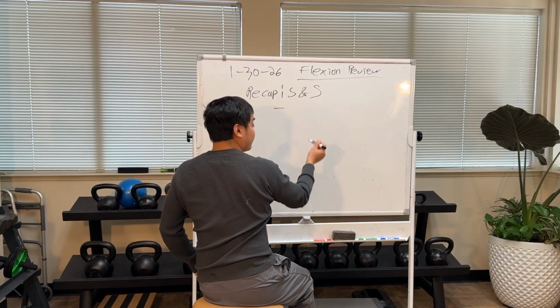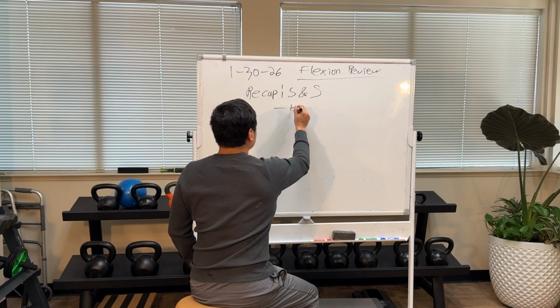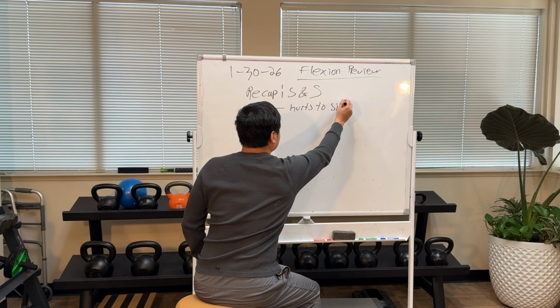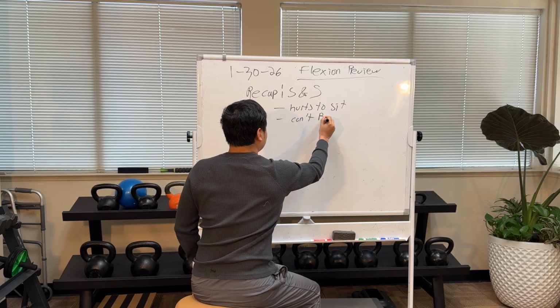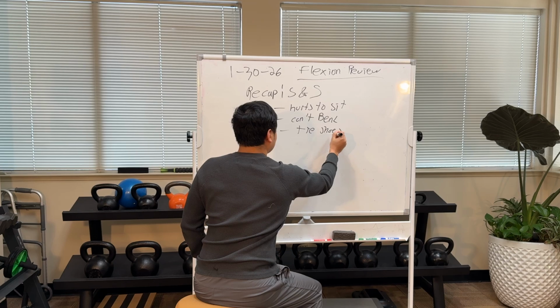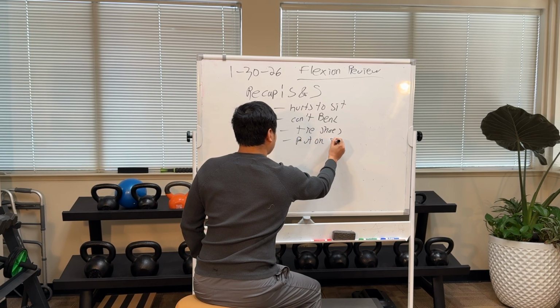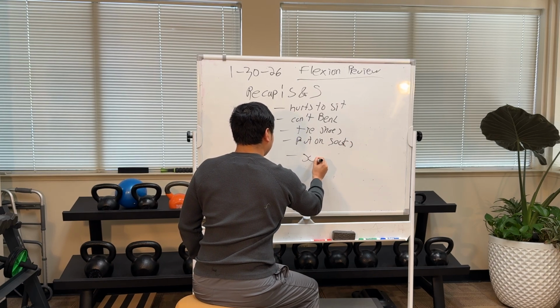Recap, signs and symptoms of a flexion-based lumbar case. Hurts to sit, can't bend, can't touch your toes, can't tie shoes, can't put on socks. And I think the biggest one was just the sciatica symptoms. Sciatica.